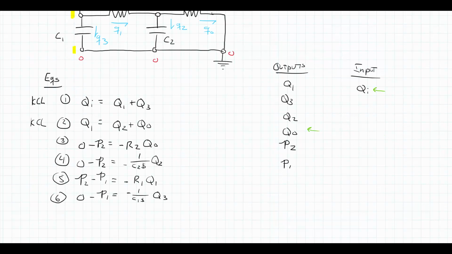So looking at our collection of equations, I had 2 KCL equations in this case. I had 4 node-to-node voltage drops. Double checking my outputs, I have 6 of them, including the one I want for my transfer function, and 1 input. I have 6 equations, 6 outputs. So once again, this will become a solvable system. We have 6 equations instead of 5, like in the first example.